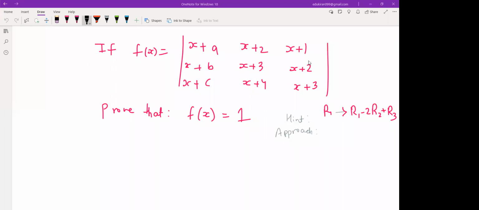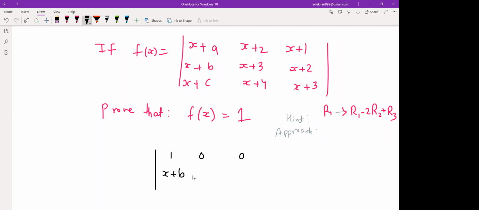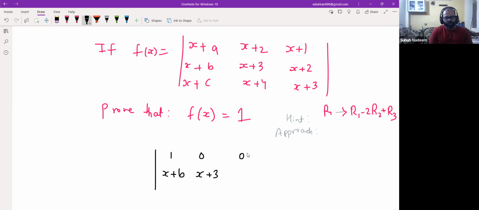Sir, I did this step where we did R1 minus 2 R2 plus R3, sir. My top row is coming 100. 100. Perfect. Yes, sir. So now what is left for you? So the value of the determinant will not be zero, since all three are not zero, right? All three are not zero.